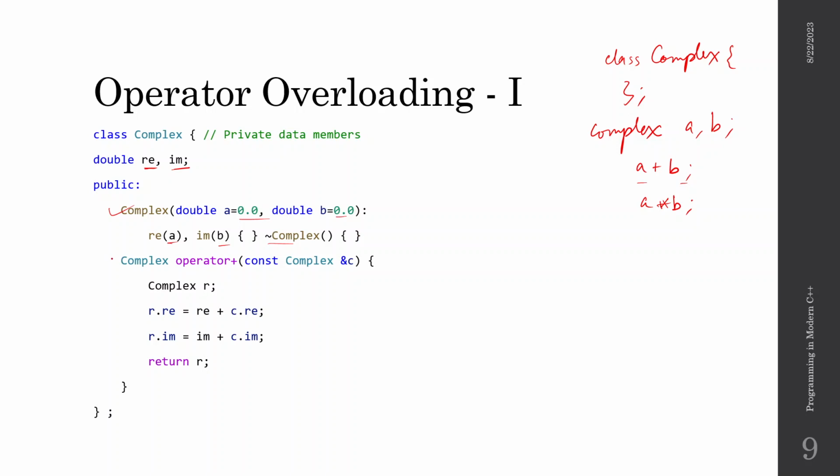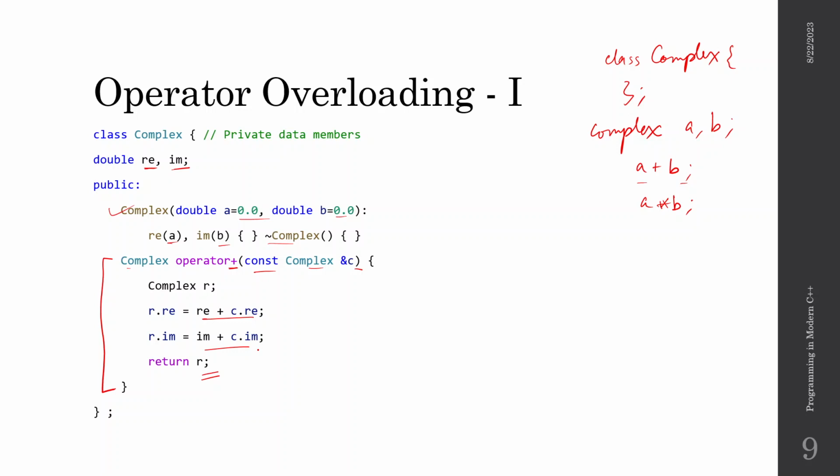Now here we are overloading the plus operator. Look at the syntax. It returns a complex object, and the name of the function is operator plus. Usually the format is operator and then the symbol of the operator. Then we take a reference to some other complex object. Now we define the behavior of the addition operator, which is simple: we add the real and imaginary parts separately, and then we return this new complex object.